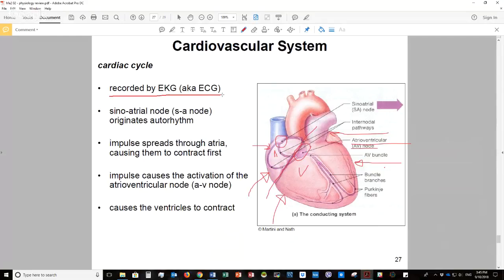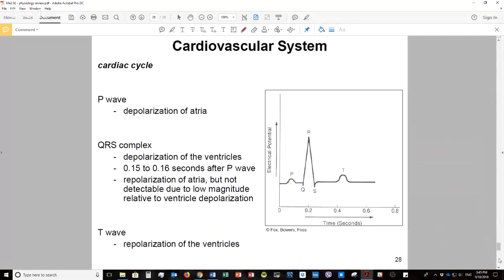So you saw here, recorded by EKG. EKG is the old school term. Now, everyone refers to it as an ECG, electrocardiogram, or cardiograph, either way. So this is an example of the output of an ECG.